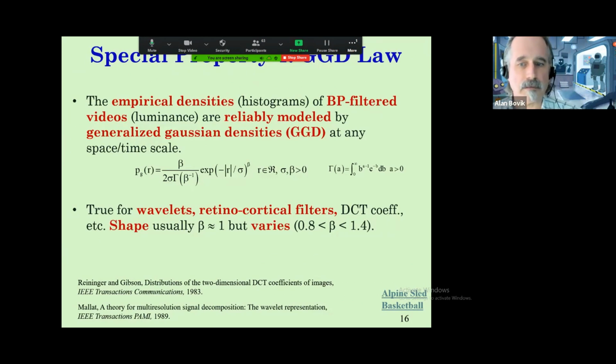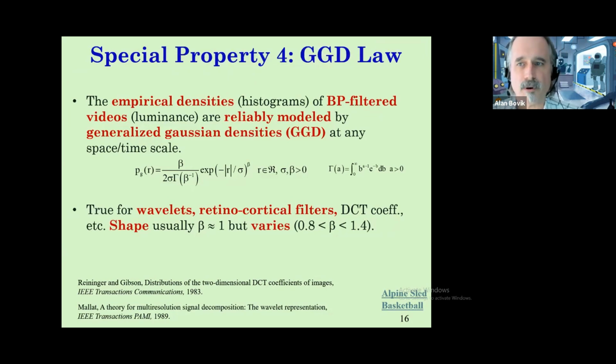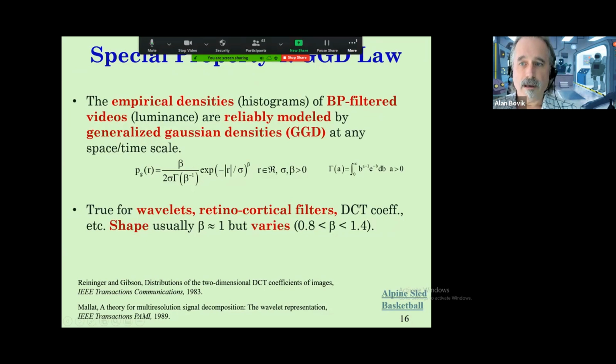Next special property. Now we're getting to things that are even more useful. At this point, we're going to do multi-scale. We're going to do bandpass processing of signals just to analyze them. I haven't even talked about distortions really yet. So another amazing property that was discovered even earlier is that the empirical density functions of videos or pictures that are bandpass filtered in space or time or both. So just take a video, bandpass filter it.